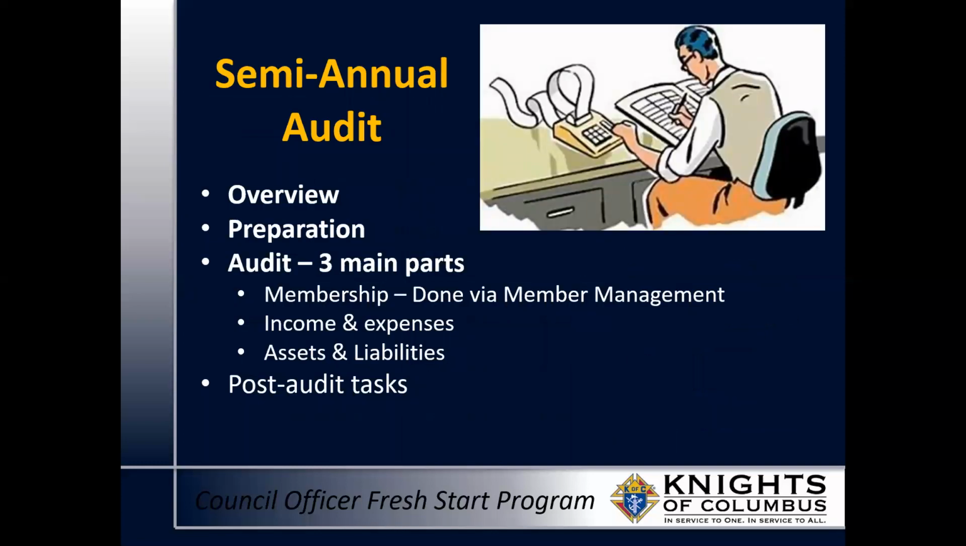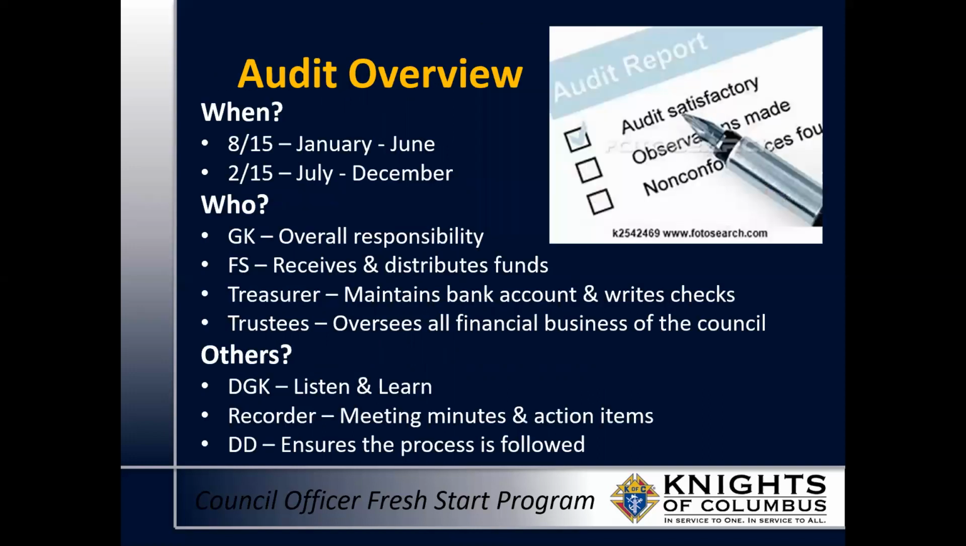Now we'll get into the semi-annual audit. We'll go over the overview, the preparation, three main parts of it, and then the post-audit tasks that you have. When is the audit? The audit is due twice a year. One is due on August 15th and covers the period January through June. The one due February 15th covers the period of July through December.